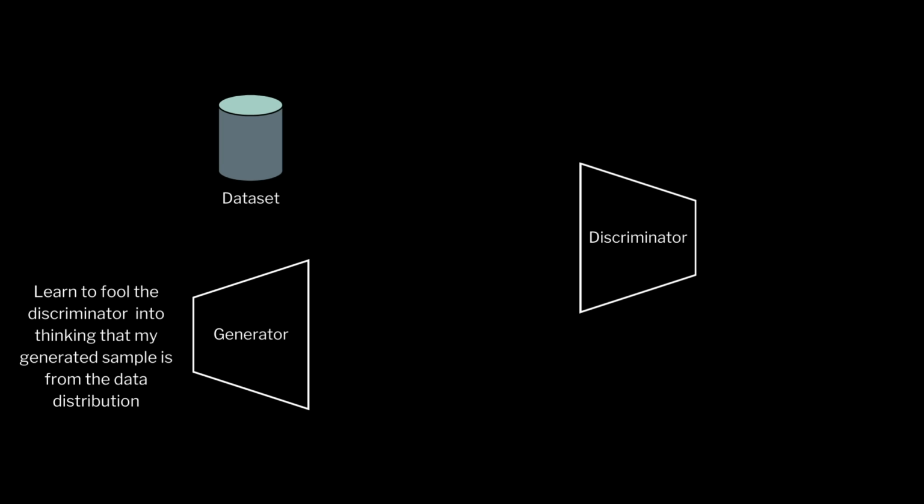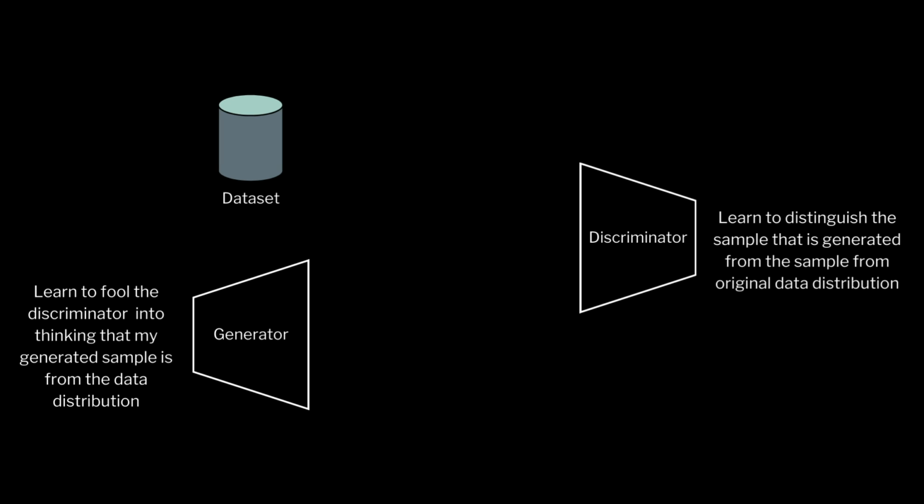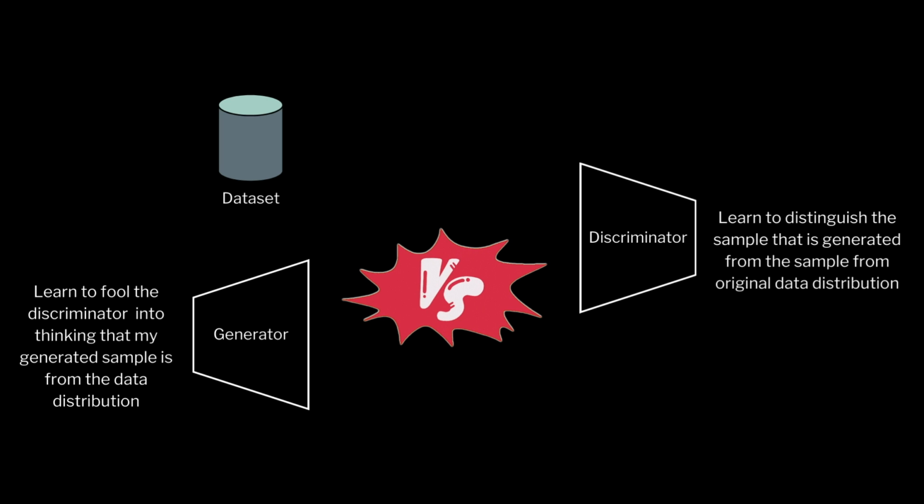Its goal is to be better at fooling the discriminator into believing that its generated samples are in fact real. And like mentioned before, discriminator's goal is to be better at identifying which sample is real and which is generated. These two models become each other's adversaries, as their goals are exactly the opposite of each other. And in order to keep improving, they need to keep becoming better than each other. Hence the name Generative Adversarial Networks.